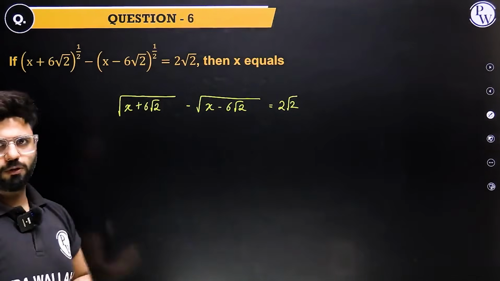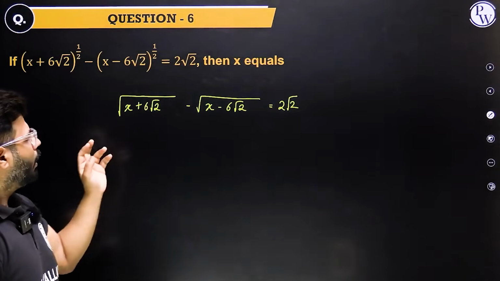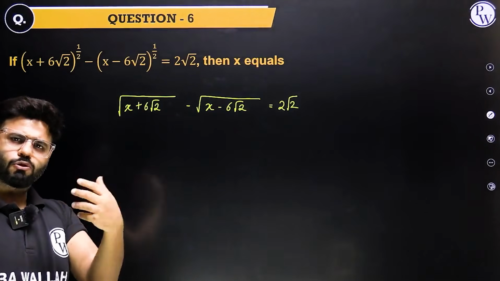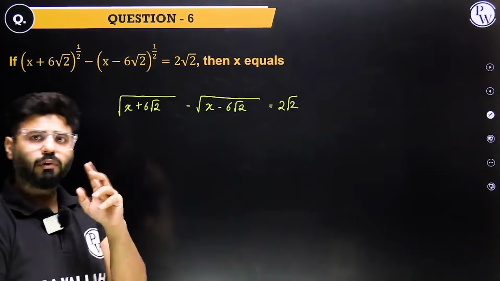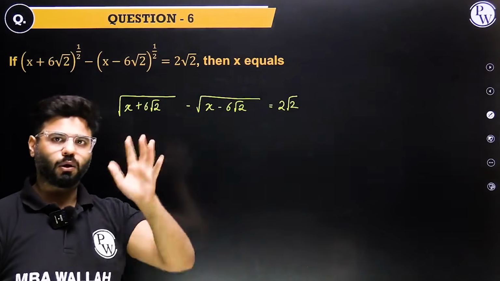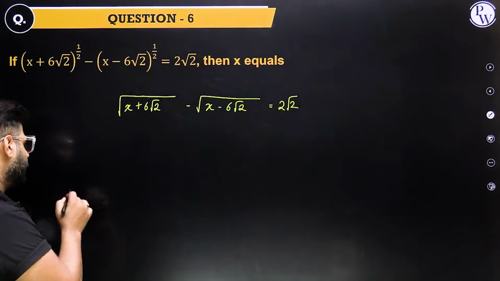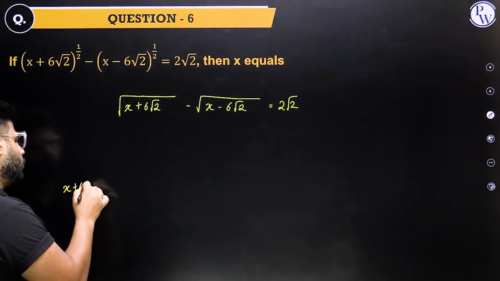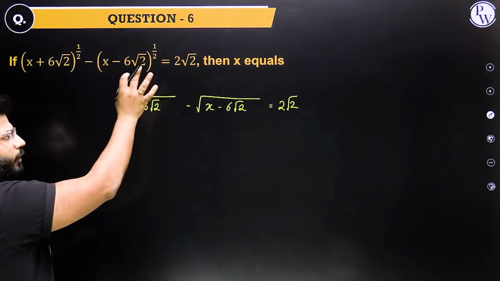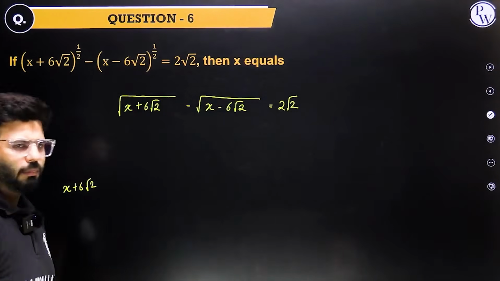Observe, they are conjugate pairs. One is x plus 6 root 2, one is x minus 6 root 2. And they are simplifying to a very, very small number, 2 root 2. Right? Very small, 2 root 2, that's your answer. That means they have simplified quite a lot. That means ultimately this could have been a perfect square. That means x plus 6 root 2 might have been a perfect square. If this was a perfect square, the root would have faded. This would also have faded, and you would have got a simple number.